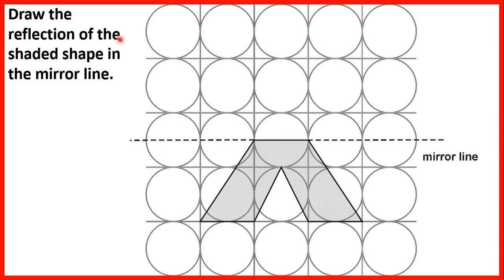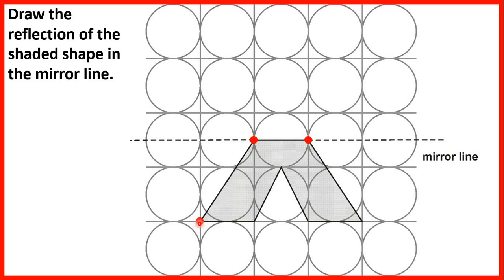Draw the reflection of the shaded shape in the mirror line. So we need to reflect the shape so that we have the same on both sides. And the way to do that is to dot the corners. So these 2 points are on the mirror line, so they will be on the mirror line when we reflect the shape.